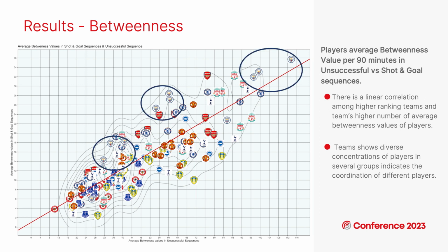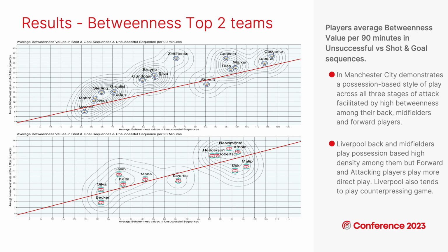What is interesting for us is that for a team, we find different groups. As you can see for Manchester City, and we also find the same for Liverpool. Let's go more into the team understanding. The first graph shows Manchester City, the second is Liverpool.